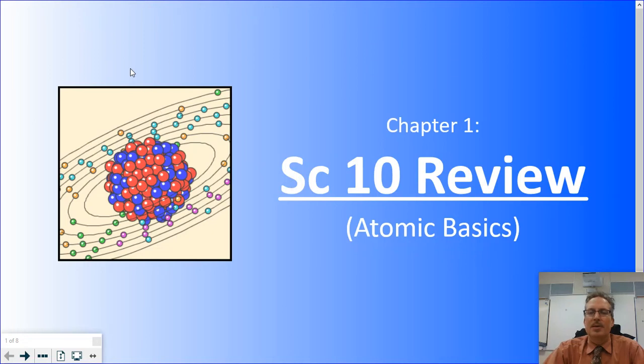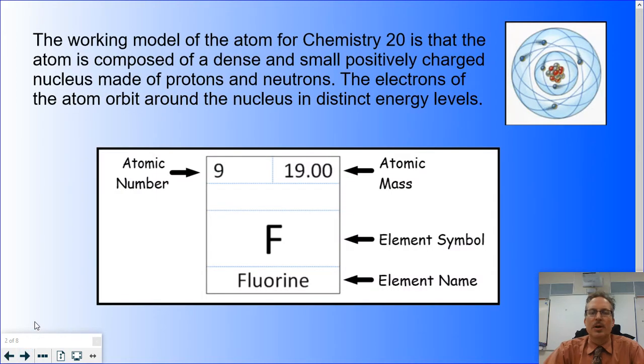Hello, Chem 20s. Our review lesson today is going to be on atomic basics. When working with the model of an atom for Chemistry 20, we are going to be concentrating on the values we get from our periodic table to look at protons, neutrons, electrons, and those distinct energy levels that we will find electrons in.